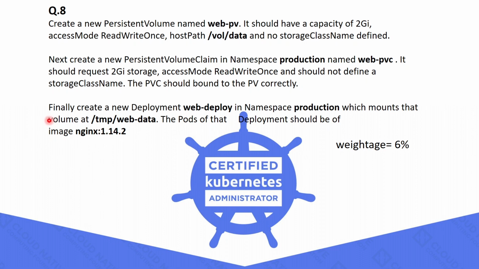We can see the question has three parts. First, we need to create a persistent volume, then we need to create a persistent volume claim. Finally, we have to mount the volume to an Nginx deployment.